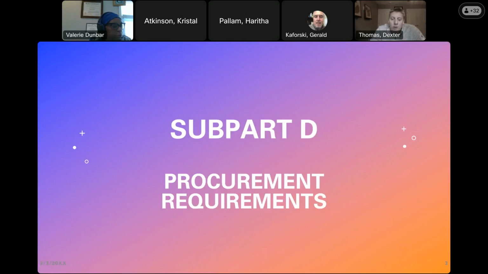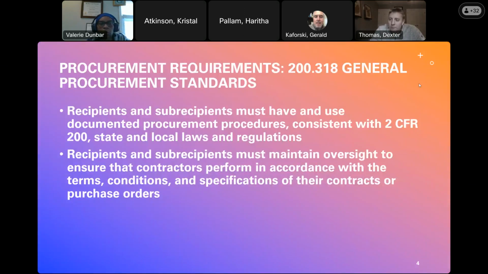Subpart D, procurement requirements. 200.318 General Procurement Standards. Recipients and subrecipients must have and use documented procurement procedures consistent with the 2 CFR 200, state and local laws and regulations. Recipients and subrecipients must maintain oversight to ensure that contractors perform in accordance with the terms, conditions, and specifications of their contracts or purchase orders.